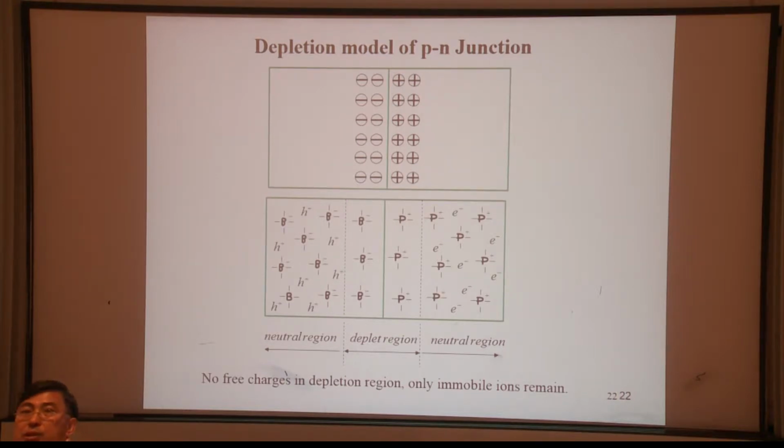And this depletion width can be calculated. There's an equation, and it's a function of the doping of both sides, as well as the band gap of both sides. Okay, but I do not have time to go into detail of the equation. I just want to let you know physically what happens at the interface. So at the interface, there is a depletion region, and outside the depletion region, there are neutral regions.